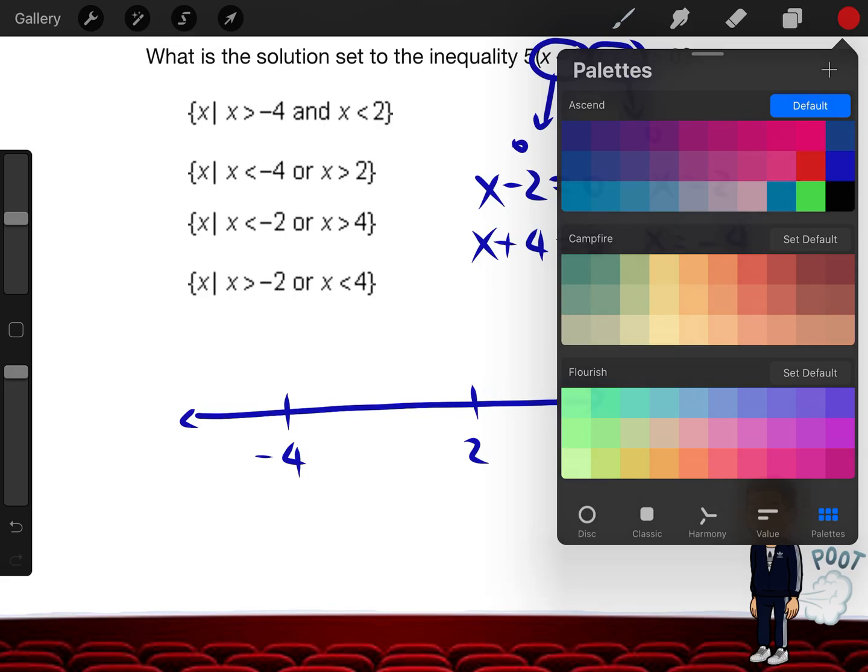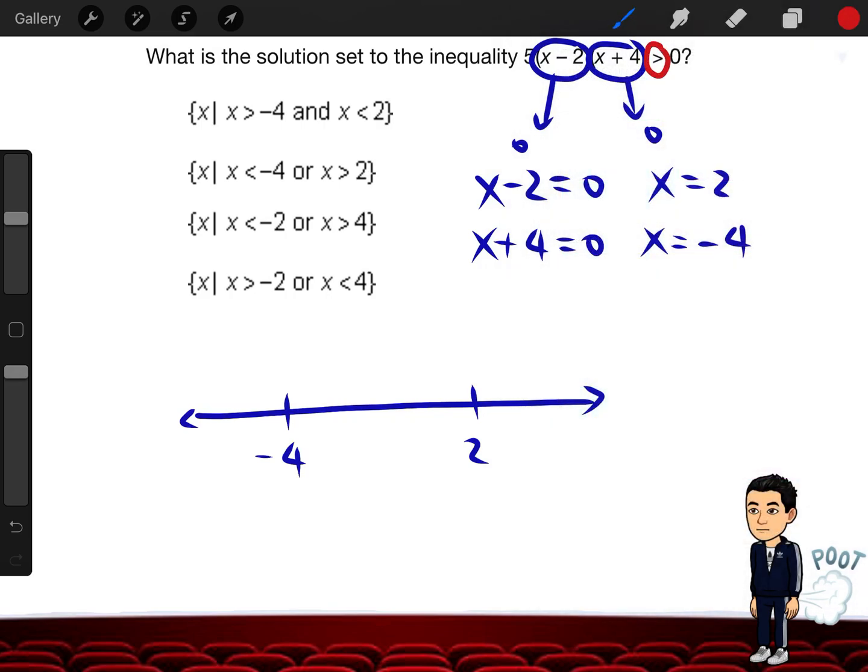Now I'm going to be looking at the inequality symbol. That doesn't have an equal sign, which means that you're going to have two open circles. Now I'm going to be testing with the points. So I'm going to use 0 as a test. If you plug 0 into the two x's, you are going to find out that this is going to be 5.